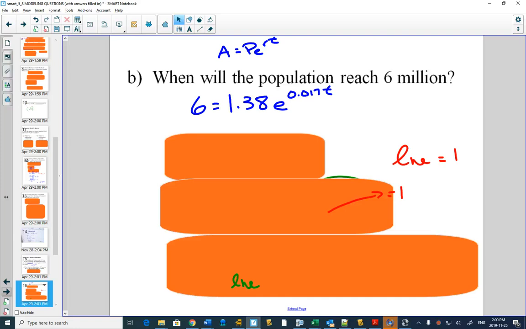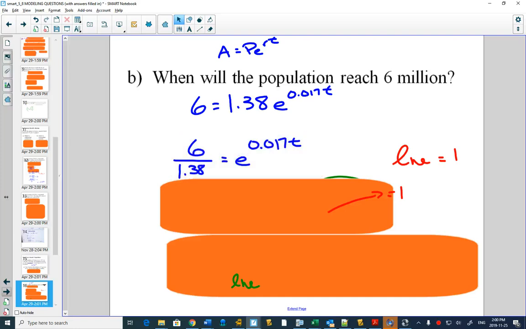I'm going to see if I'm happy with what I did next. Yes, I'm very happy. Whenever you have that number in front, you could take the log right away, but it's going to be easier for you if you divide. It simplifies. If you can get your power by itself, your log laws are easier. So I divided both sides by 1.38 just to get my power by itself.